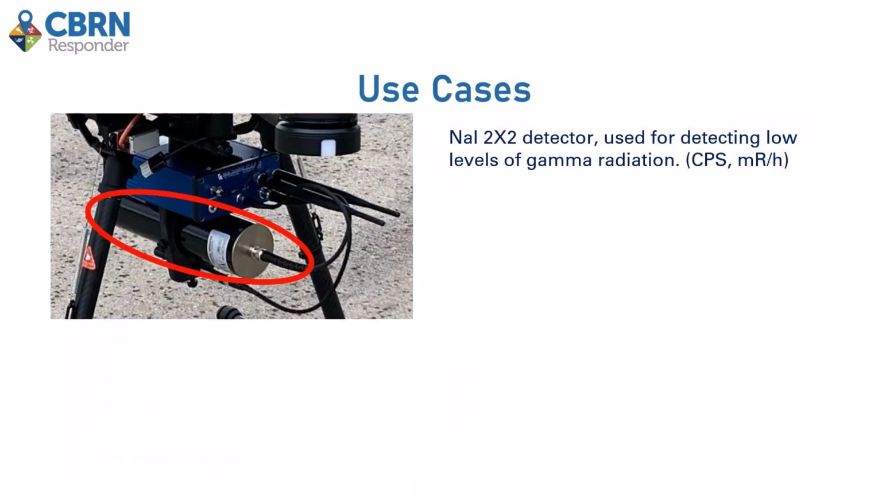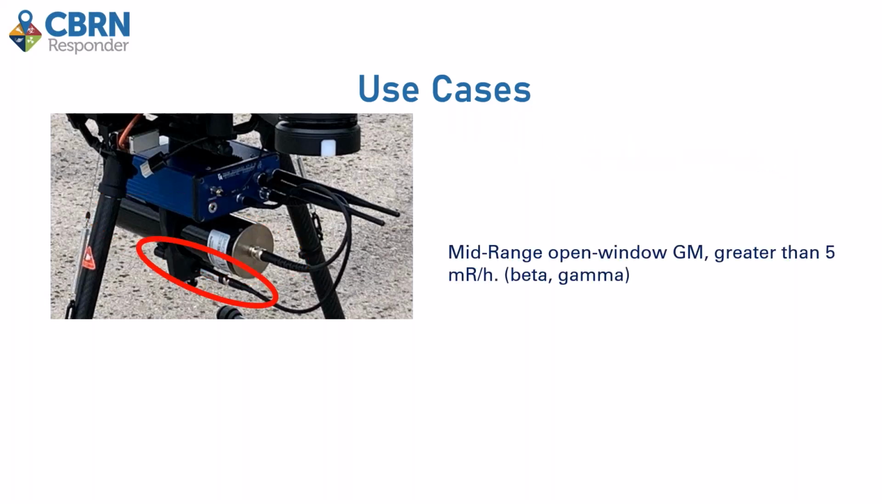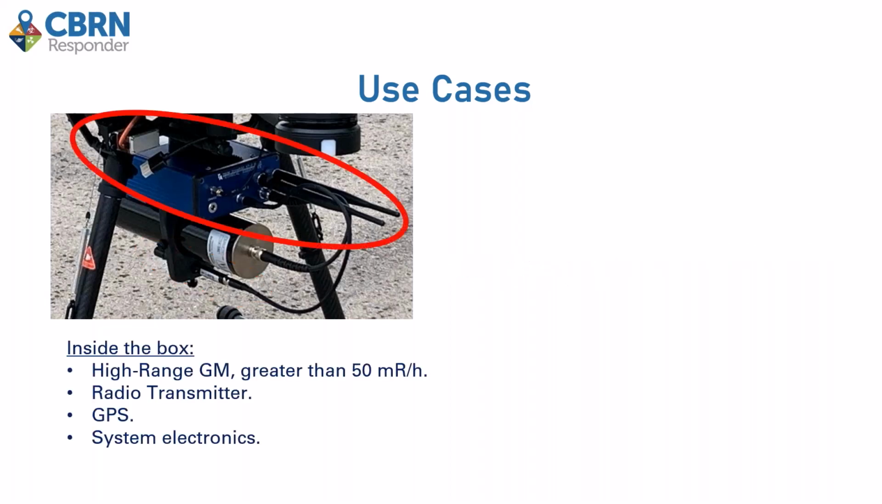For those of you that are interested in the drone and the detector, the detector was used for detecting gamma radiation, counts per second, and mR per hour. And then there was a mid-range open window GM, greater than 5 mR per hour for beta and gamma. And then actually inside the box, there was a higher range item, and that was for detecting greater than 50 mR per hour. This also had a radio transmitter and a GPS that was tracking the points.